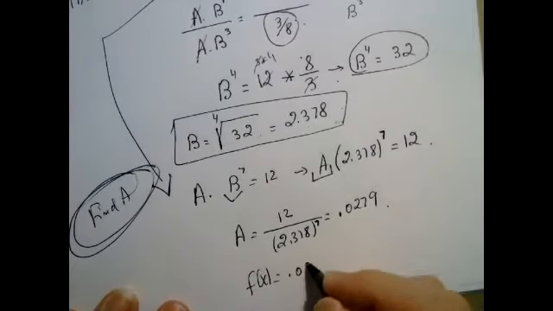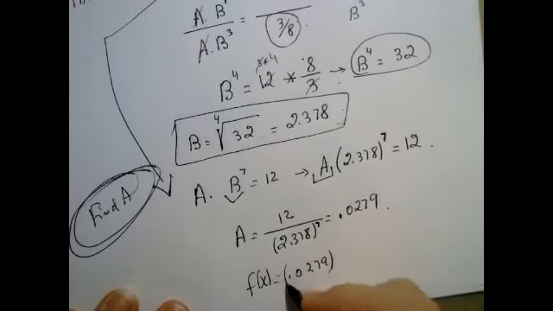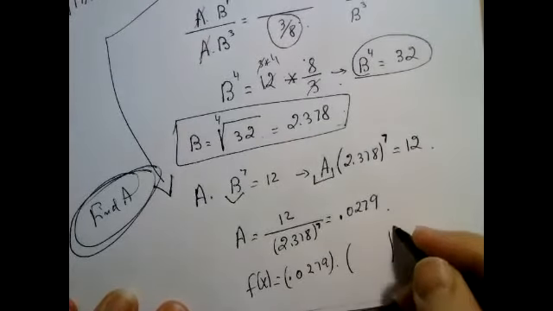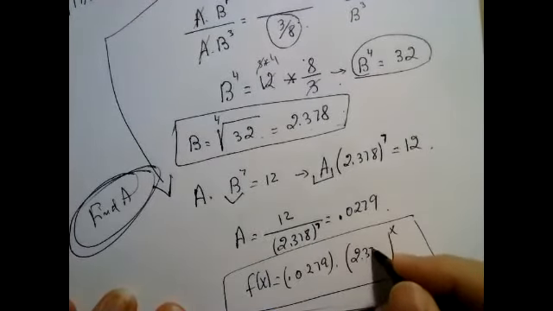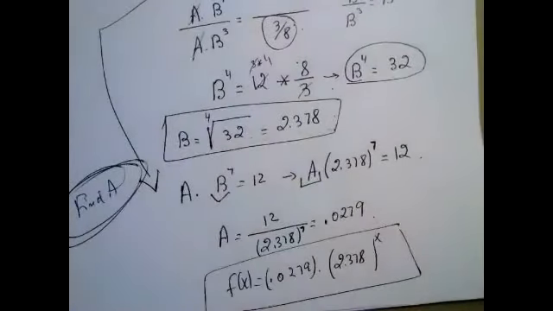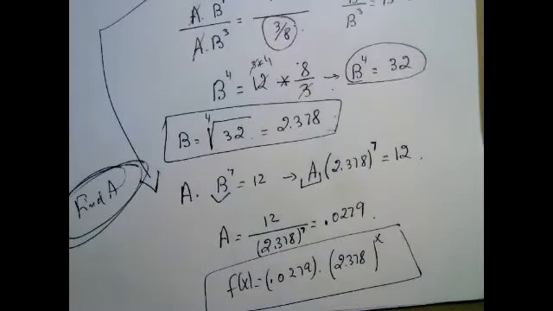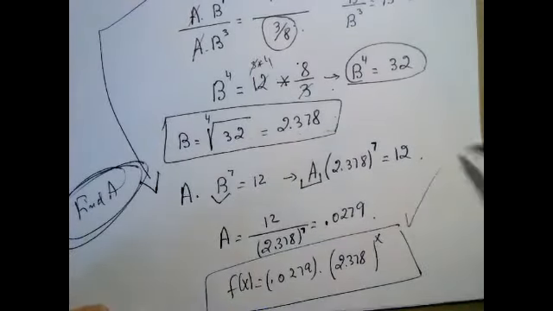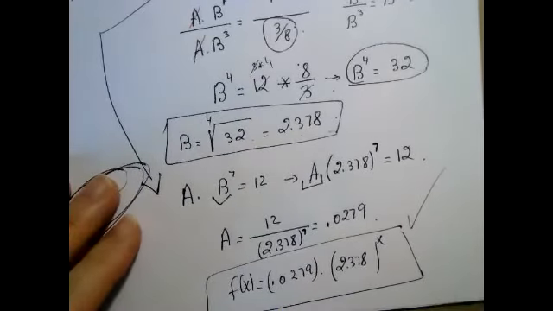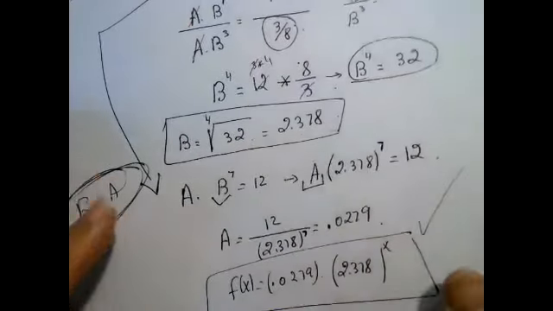It's going to be, that's my A, times the B to the power x. And my B was 2.378. Okay. Questions before we move on? Any questions? Okay, Cindy, does it make sense? With me? Okay.